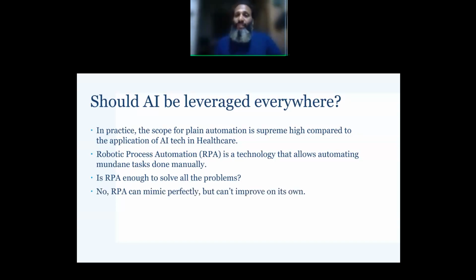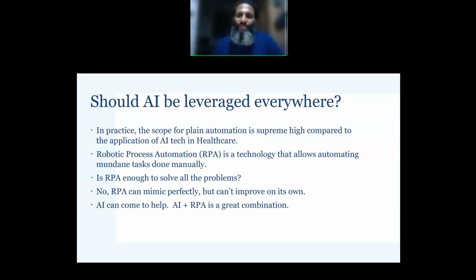So RPA will not solve all the problems, because RPA cannot improve on its own. See, it is basically mimicking, right? It is a mimicking entity. It is like the parrots. If you teach a parrot to say a word, it will keep saying the same word, and it won't improve on that, right? So RPA is a mimicking entity. If you tell it what to mimic, it will perfectly mimic it. No questions about it at all.